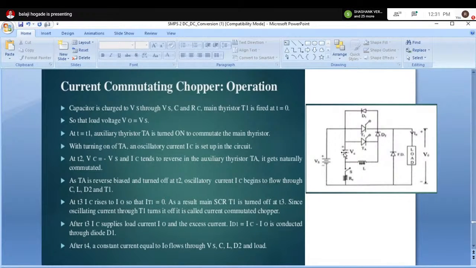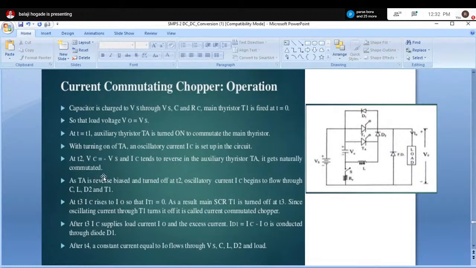IC tends to reverse in the auxiliary thyristor TA. It gets naturally commutated. Vc is equal to minus Vs at t equal to T2. That means at T1 the auxiliary SCR is turned on, and it allows the current to flow through this path. TA, L and Vs will be the path of flow of current when TA is conducting. During that period, oscillatory current, that is the capacitor current, is set up in the circuit.